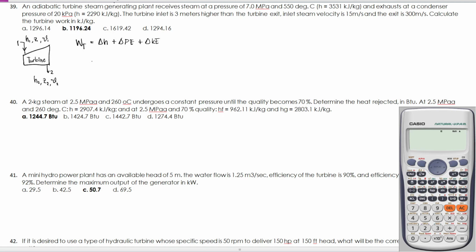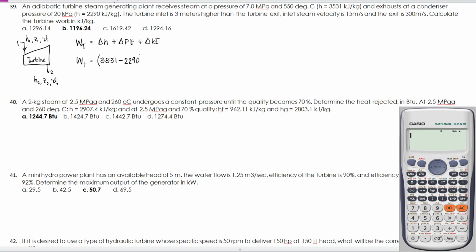So, take note, pag tayo is ina-apply natin yung change dito para makuha natin yung turbine work, so palagi natin ginagawa is yung mas malaki minus mas maliit. Okay? Mas malaking value minus mas maliit na value. So, not the final minus initial kasi dapat absolute value ang makukuha natin sa turbine. Okay, so apply natin yun, substitute natin. So, for delta H, that should be H1 minus H2. H1 is 3531 minus ang H2 ay 2290.